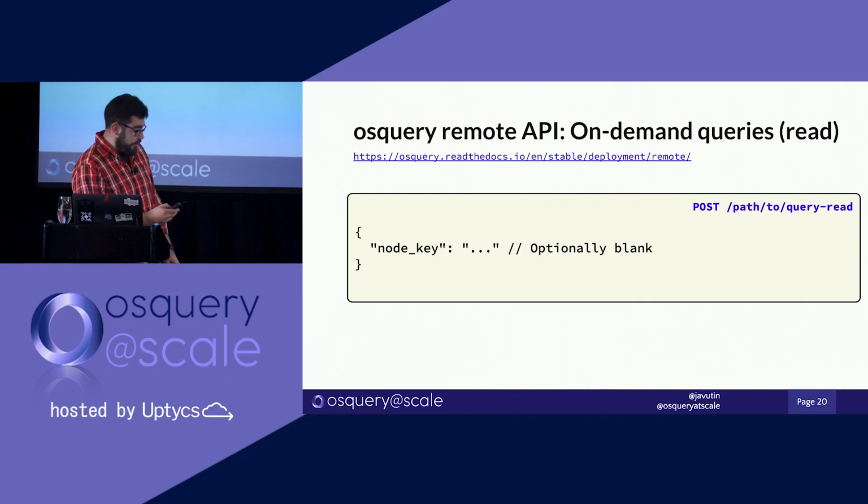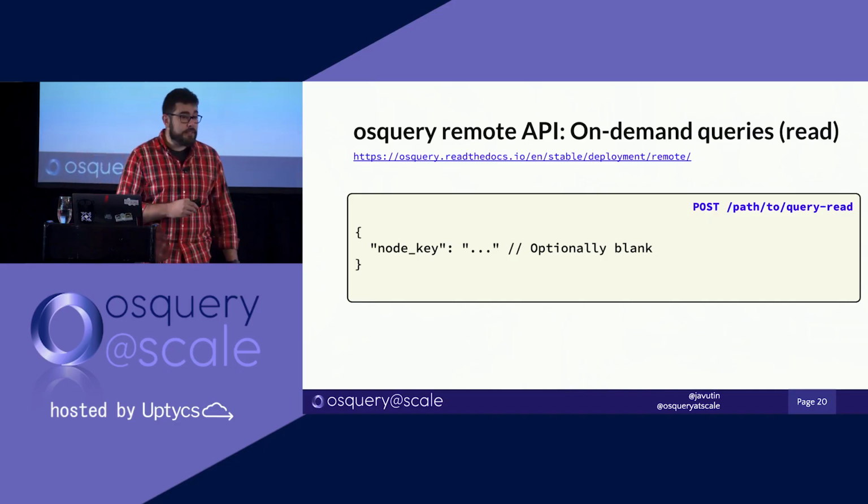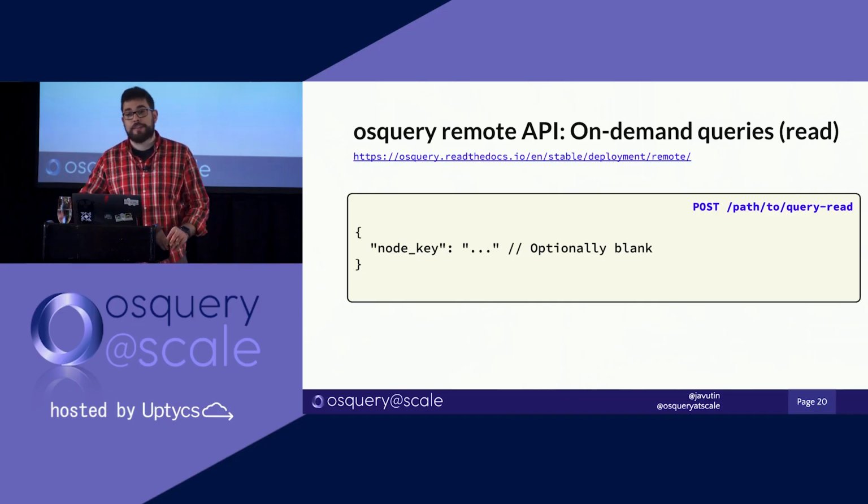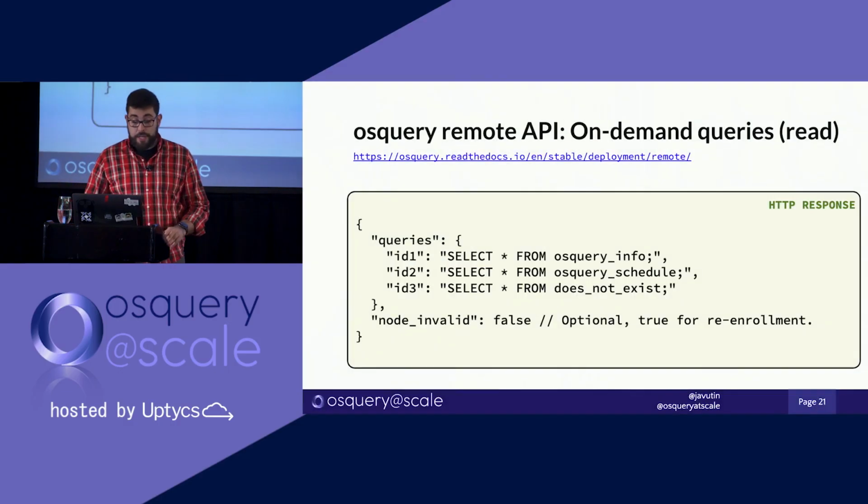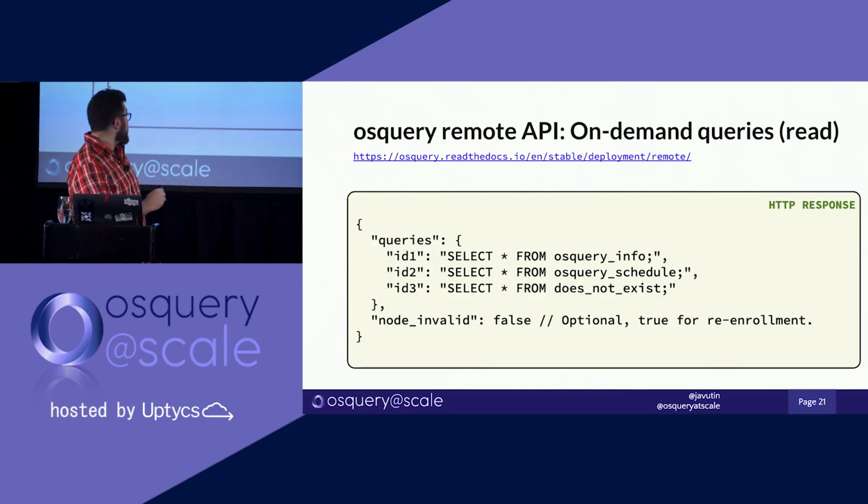The first one is what is called the read. The request is going to be a POST request to the path to query read. We'll provide the same thing, the node key that we got from the enrolling. And what this basically does is make osquery ask the server, do you have a query for me? If there are no queries, you can just reply with a 200 with node invalid equals false, and there are not going to be queries. Or you can just have it empty, you just provide nothing here, and then there are no queries to be executed. Node invalid, same thing, false.